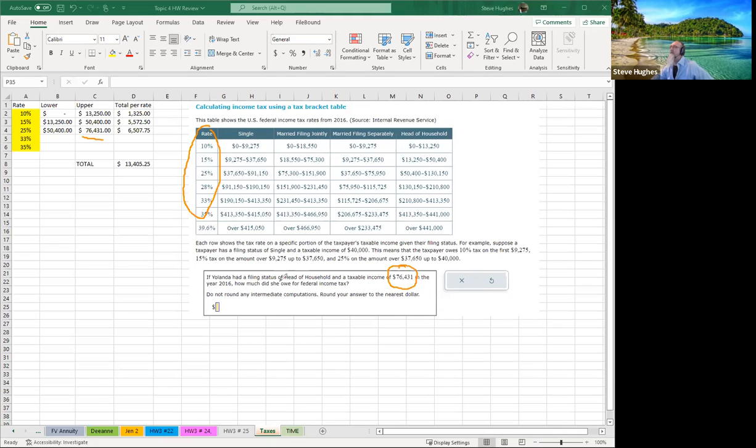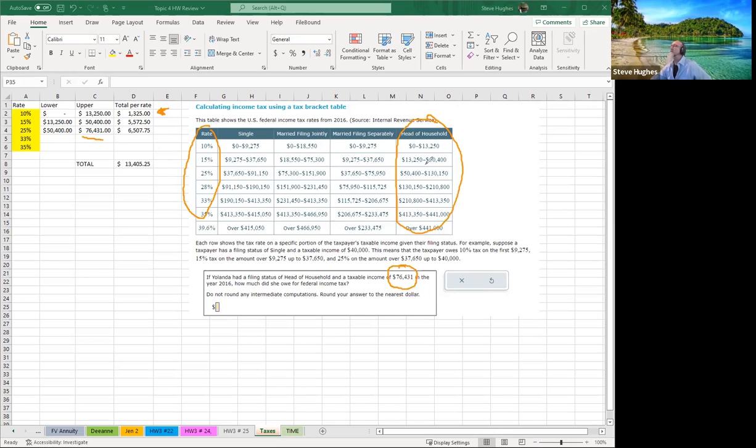Next, it says this person is head of household. That means I need to use this column for my head of household tax bracket. All right, that being the case, my lower limits are 0 and the upper here is 13,250. So from 0 to 13,250, I pay 10% income tax. And then I just multiplied those two together, right? C minus B times A.